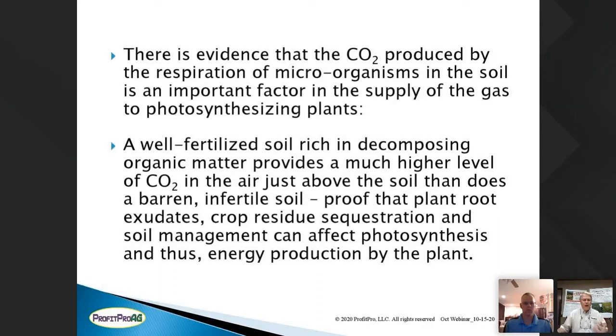The more we have of that and the more diverse our microbes are and the more bioactive carbon we have, the more CO2 that's going to be given off coming up into the air. We call it a well-fertilized, rich soil, decomposing the residue and releasing that as CO2. And so that's a very important process in crop production.